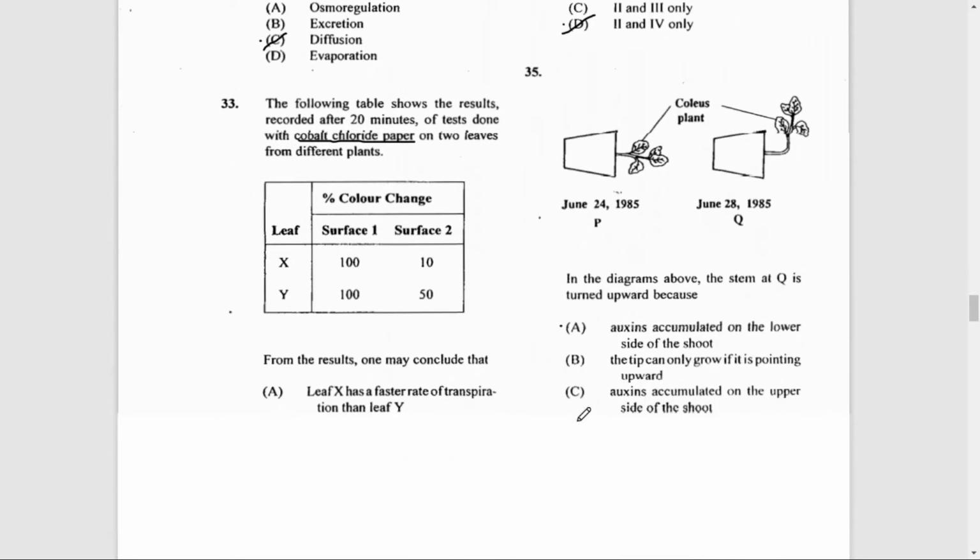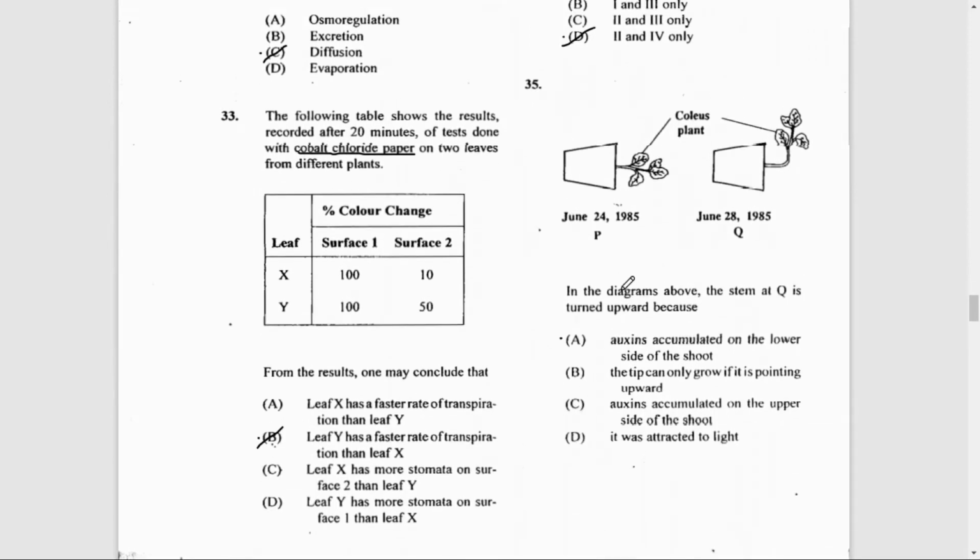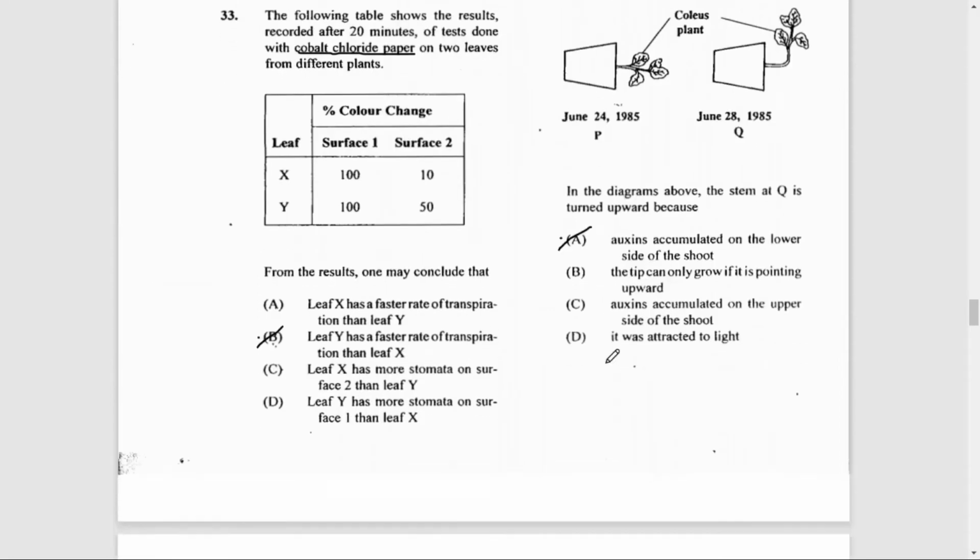Good. Number 35. In the diagrams above, the stem at Q is turned upward because, okay, A, auxin accumulated on the lower side of the shoot. That is correct, because the side you have more auxin on would grow the fastest. So because you have more growth on that side, the shoot would bend upwards. So that's the answer there.